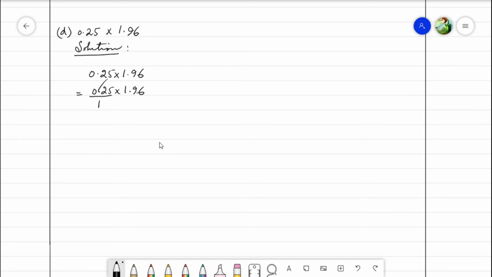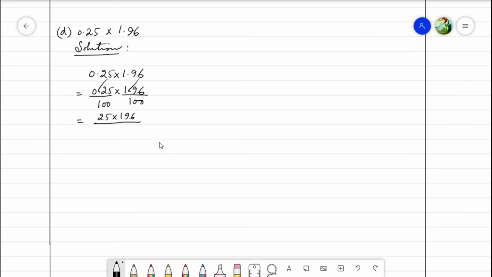So for the decimal I will write 1, and for the two decimal places I will write two zeros, that is 100. Likewise here, after removing this decimal I will put 1 for that, and after that I will put two zeros because there are two decimal places, 9 and 6. So now I will write here 25 multiplied by 196.